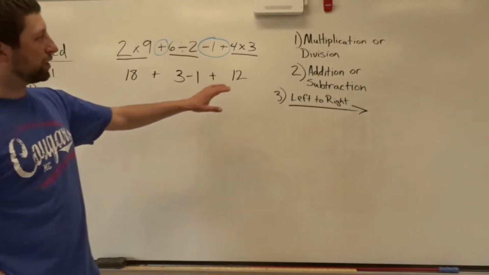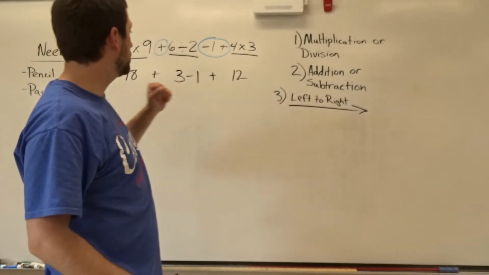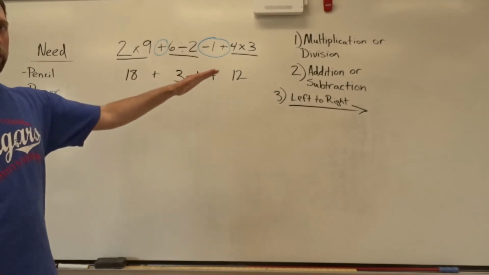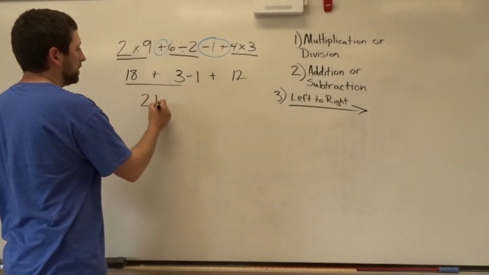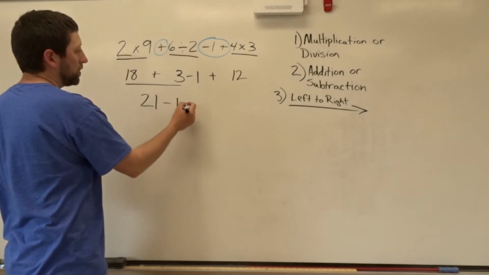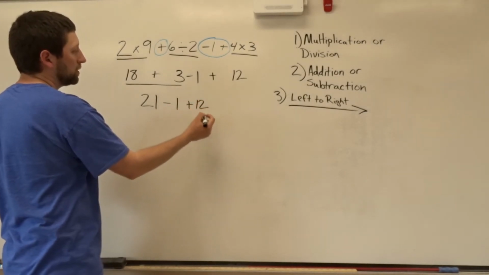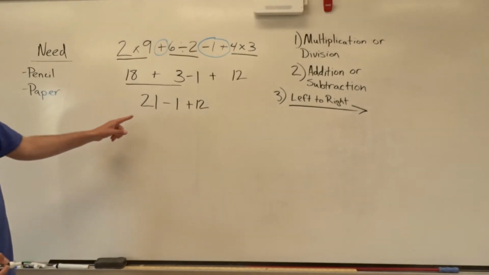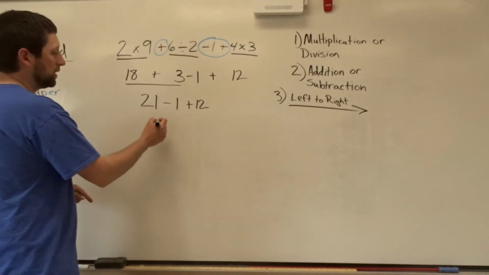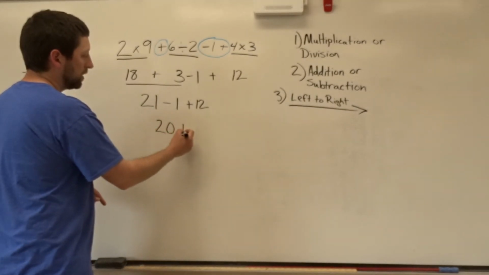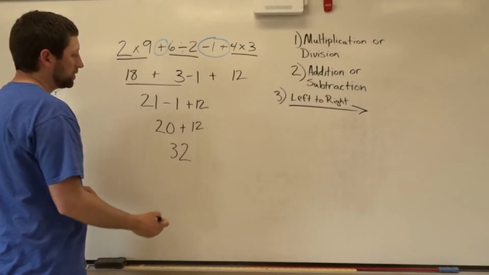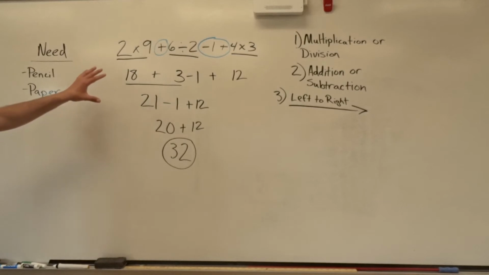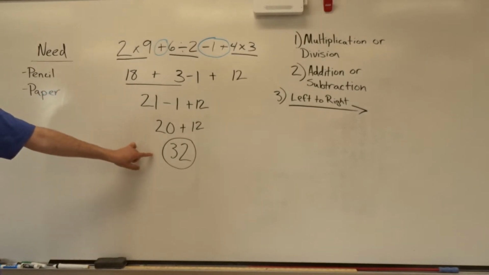Okay, next up I can go ahead and do addition or subtraction, and still I need to move left to right. So let's do this part first. That would be 21. Then I'm left with minus 1 plus 12. Okay, so 21 minus 1 is 20. And then plus 12, that would be 32. Now if I did these in a different order, I'm going to get a totally different number. So the order really does matter today.